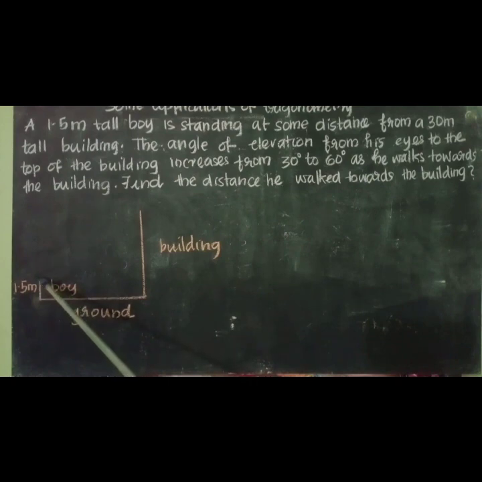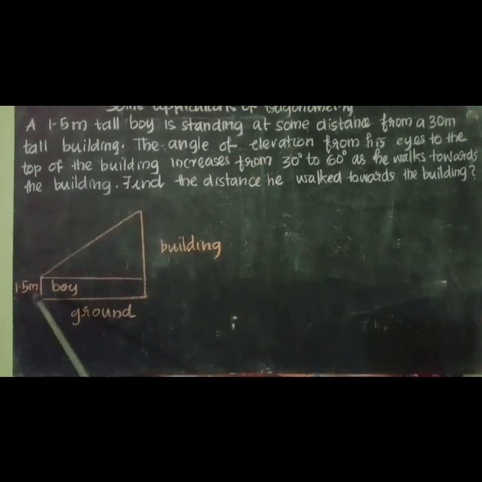He is standing here and looking at the top of the building. So this is the horizontal line and this is the line of sight. So the angle of elevation is 30 degree. So here the angle formed is 30 degree. Then the boy is walking towards the building, walking near to the building.